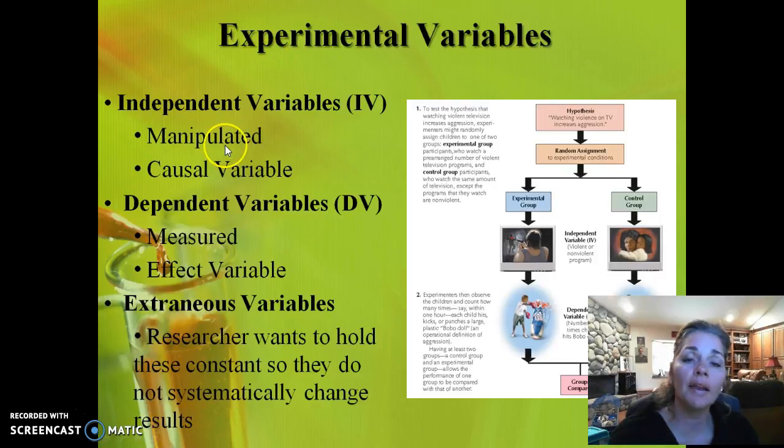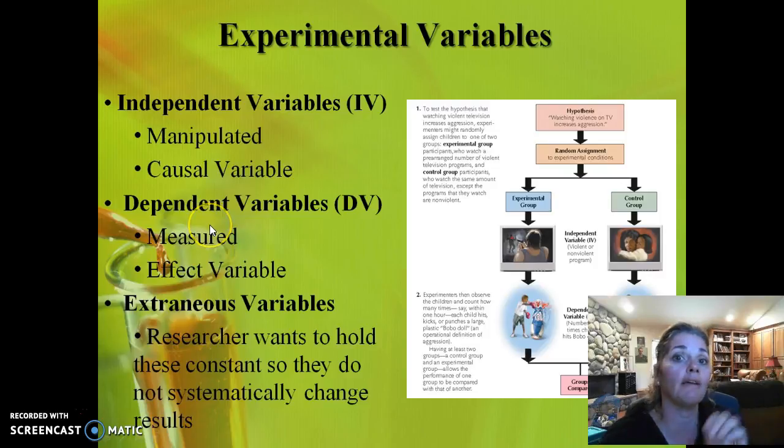So the independent variable is the variable I'm assuming to cause the change, and the dependent variable is the effect variable. So this is what causes the change, and this is the effect of the change. This is what we call manipulated by the researcher. I control who gets it, how much, when they get it. The dependent variable is what we call a measured variable.